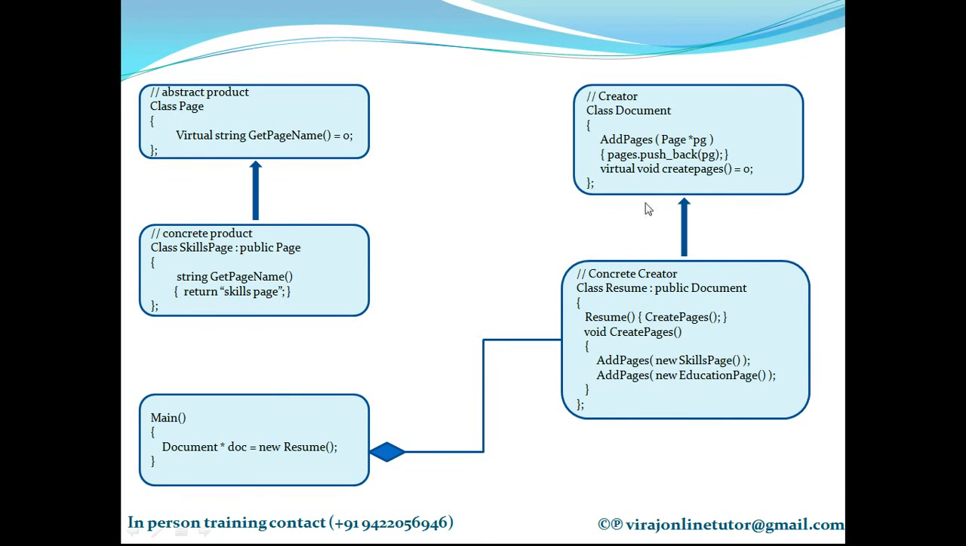So the factory method is just declared here in the base creator class and defined here in the concrete creator class. That's why this is the first way of implementing the factory method. So actual creation of objects happens here. This create pages is the factory method. In the main, I just create new of resume and save it into the document pointer.